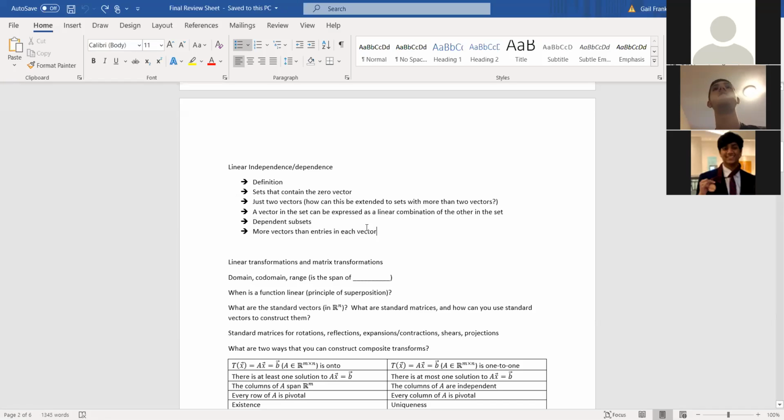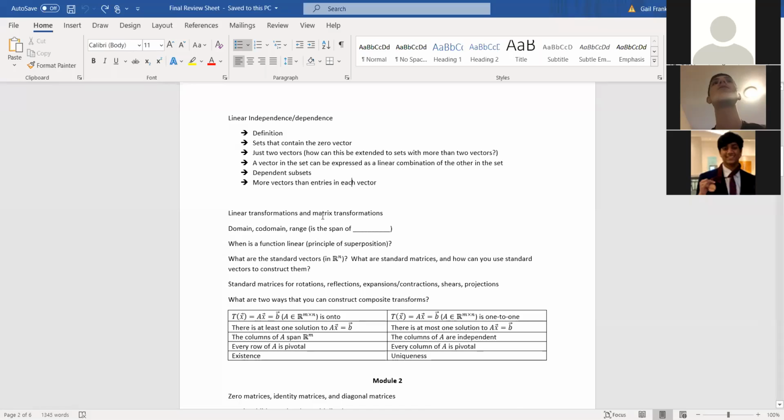And this is because, say all your vectors are in R3, so each vector has 3 entries, and you have 4 vectors. The maximum number of independent ones you can have in R3 is 3 vectors. So if you add a 4th one, you have more vectors than entries, then you have a dependent set. Does that make sense?